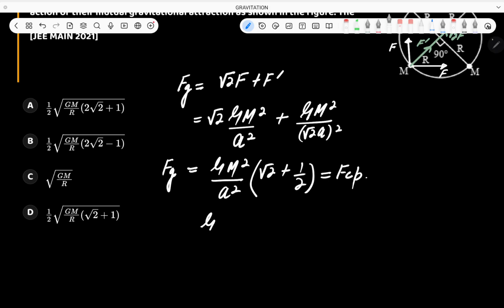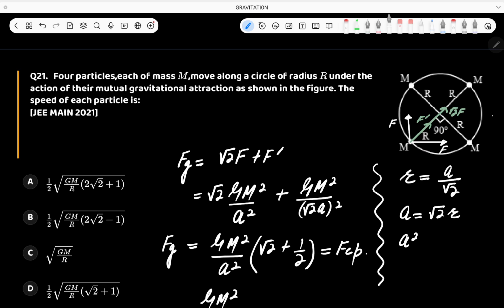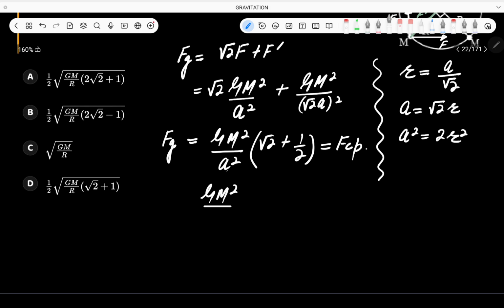Okay, I will write down here G M square divided by. Now look at the question, this a is not given to me. What is given is r. Now what is the relation between this r and a? Already we have written that down. The relation between r and a is this: r is equal to a divided by root 2, which means a is equal to root 2 into r, which in turn means that a square is equal to 2r square. So this a square will be replaced by 2r square multiplied by root 2 plus 1 by 2.